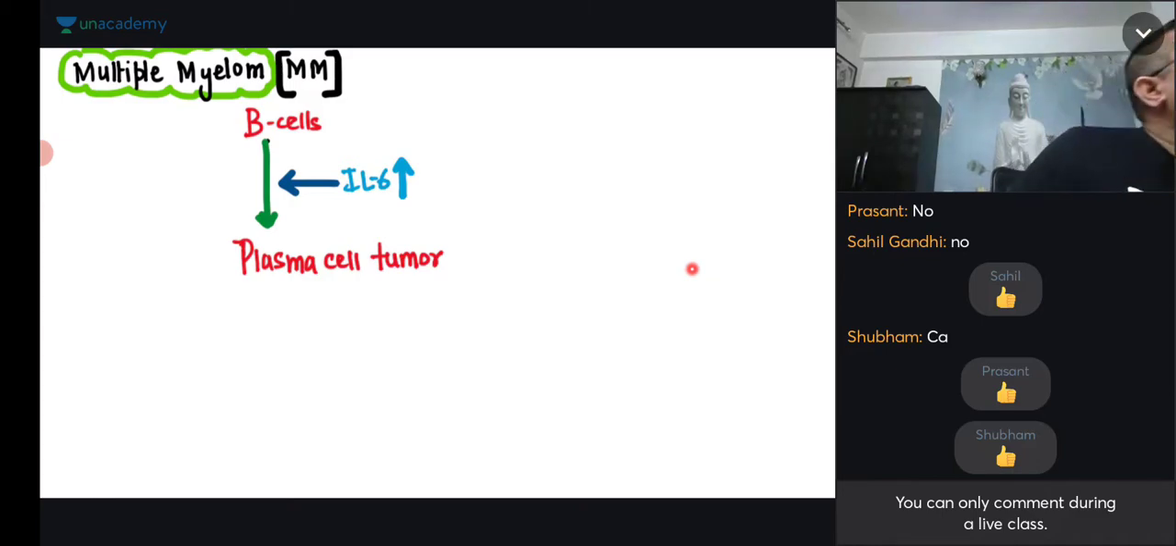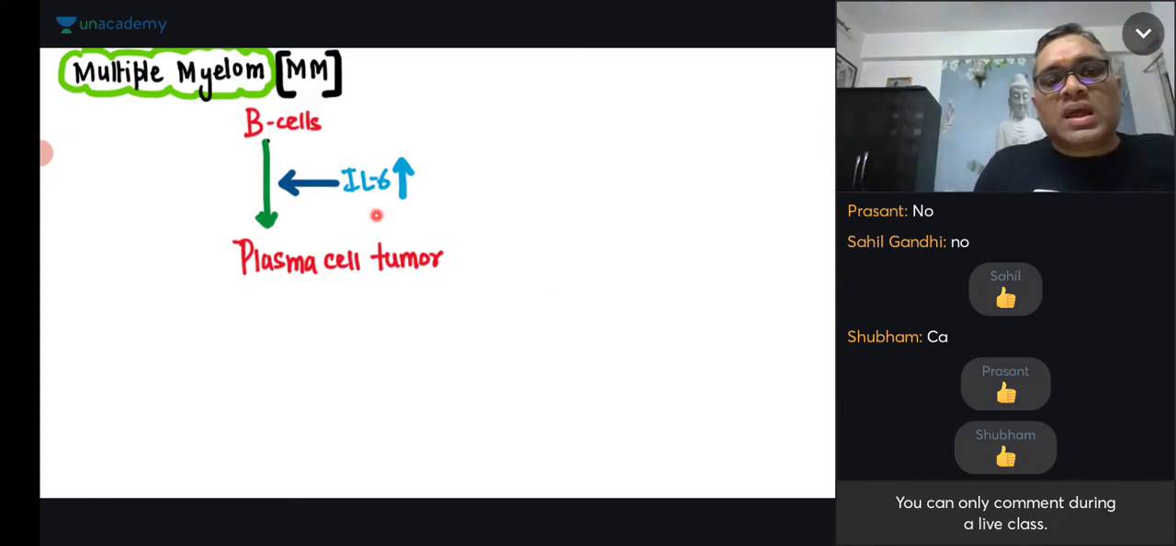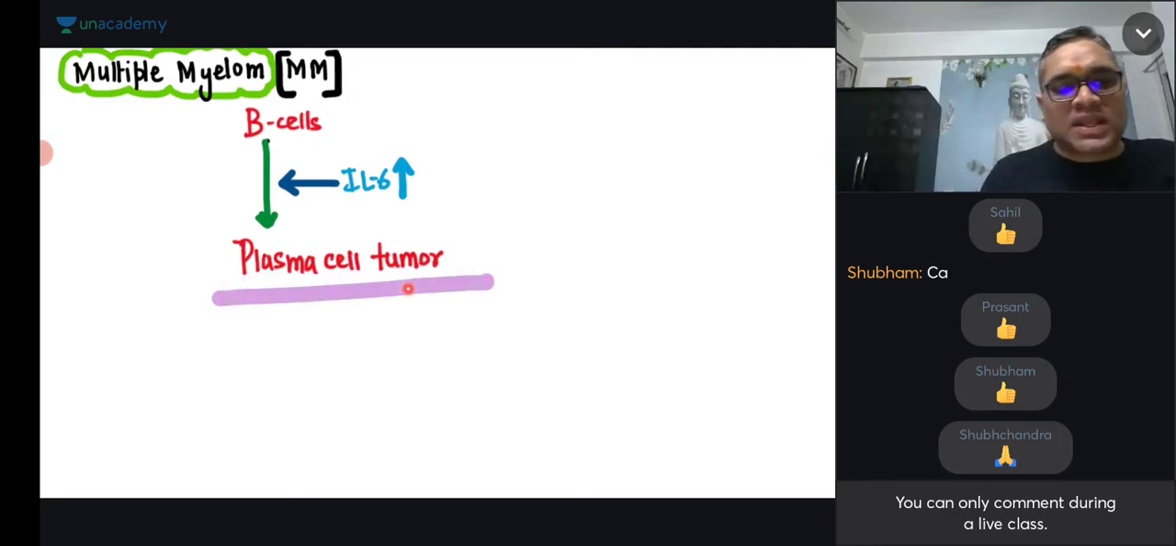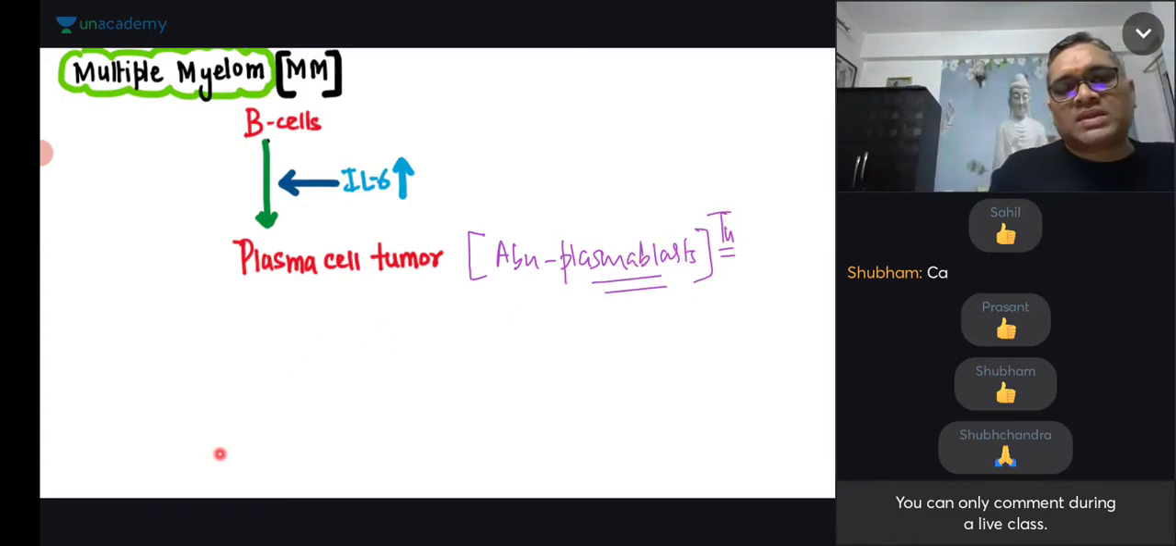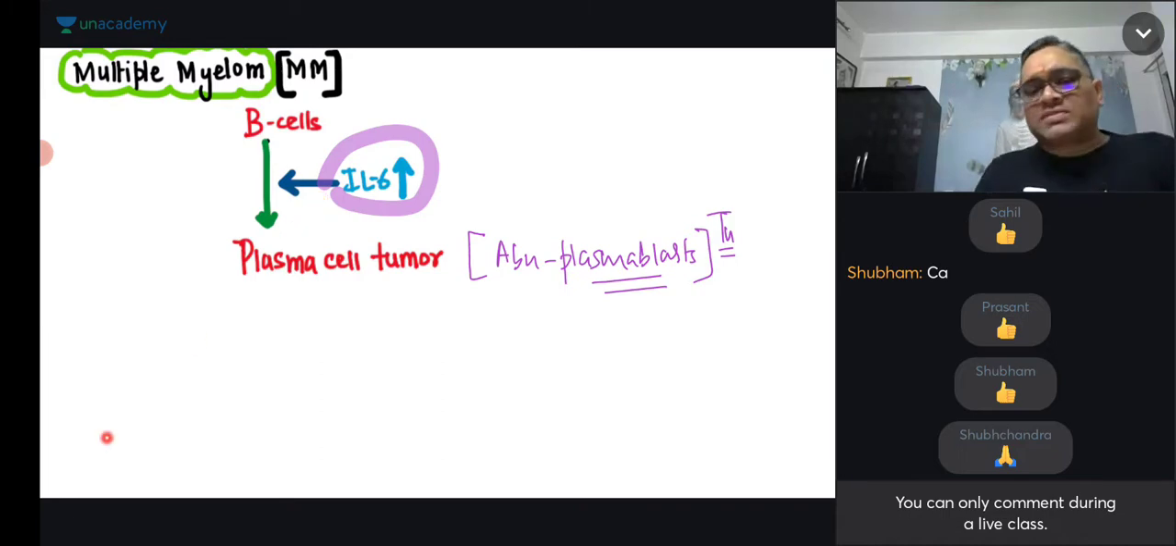When you see T cell, B cell disorders, these are the B cell disorders which will be forming abnormal plasma blasts or plasma cell tumor. Plasma cell tumor is also written as abnormal plasma blasts, right? Abnormal plasma blast means tumor cell, right? So these are the abnormal plasma blasts. So why is the abnormal plasma blast formed? Abnormal plasma blast is formed because of which cytokine?